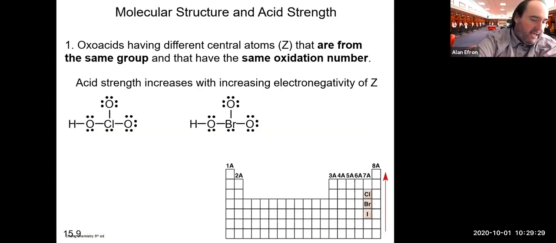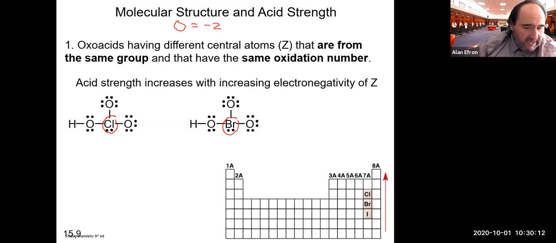So the first sort of oxyacid that we're going to look at is the one like this. Here we have oxyacids that have a different central atom, from the same group, and they have the same oxidation number. When we look at each of these, we have chlorine and bromine, they are from the same group, and they have the same oxidation number. If you're not sure about oxidation numbers, a little reminder, and we'll talk about it in a later chapter as well: oxygen is a really good place to start when you're assigning oxidation numbers. Oxygen is typically -2, unless it's peroxide, then it's -1.